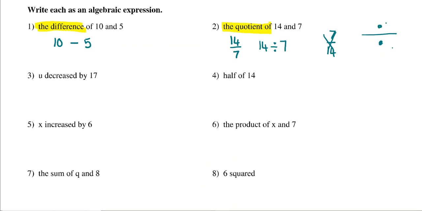All right. So U has been decreased by 17. What have you got, Luke? U minus 17. Okay, are we all happy with that? Yes. Right.